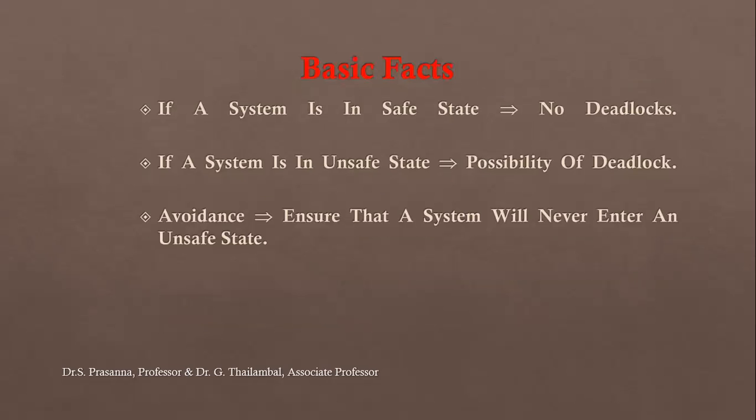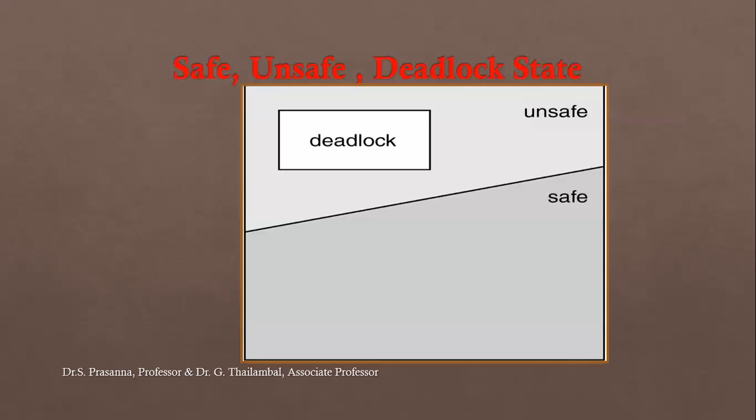What are the basic facts? If a system is in a safe state, no deadlocks will be there. If a system is in an unsafe state, there will be a possibility of deadlock. How will you avoid it? Ensure that a system will never enter an unsafe state. For the sequence of processes you are using, you have to ensure that none of the processes in the sequence gets deadlocked, by ensuring the safe state of all the processes in the sequence.